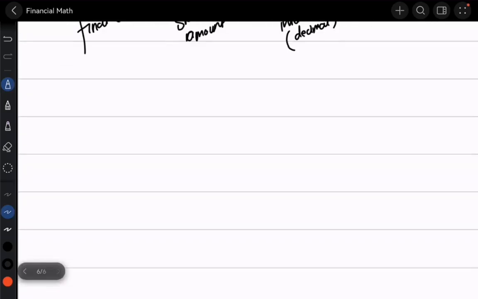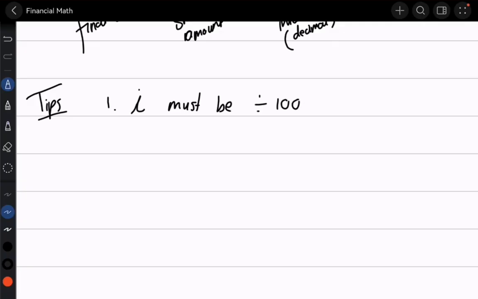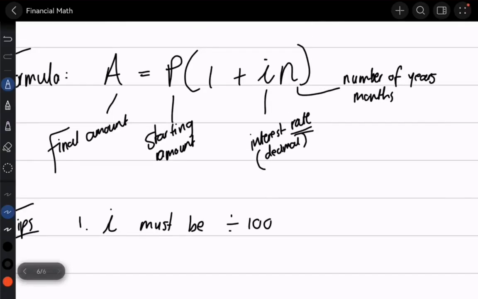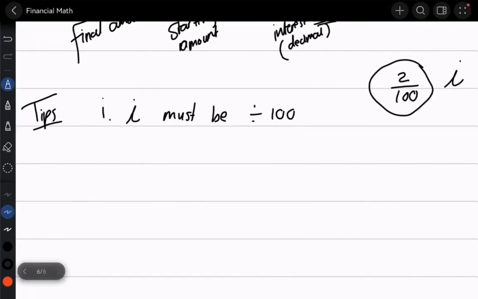So some exam tips that I can give is, firstly, i must be divided by 100. So if they give you 2%, then you have to say 2 over 100, or 2 divided by 100. That's your value for i. So in the formula, you're not going to just say 2. You have to say 2 divided by 100, and that would be your i value. That's just an example.